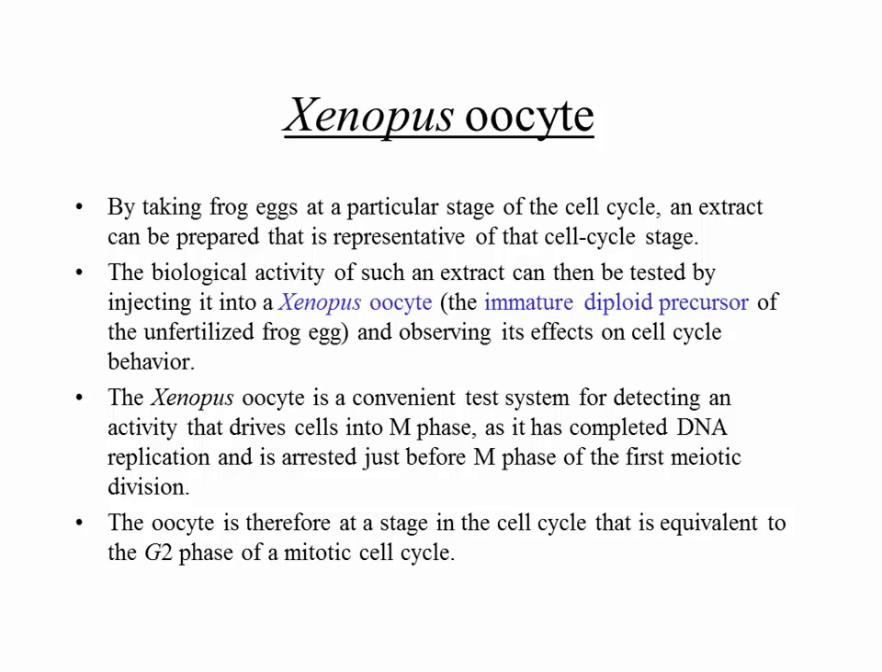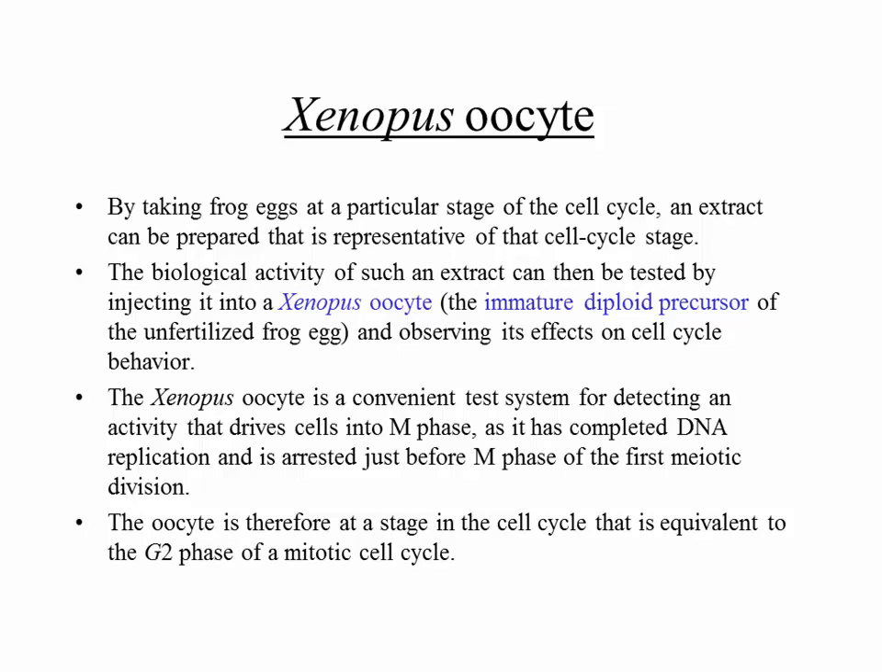So what is needed to drive that into the first meiotic division? I can check what factor is going to force it, what factor is going to make it cross over into the first meiotic division. Is that clear to everybody?